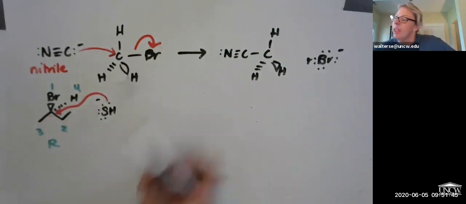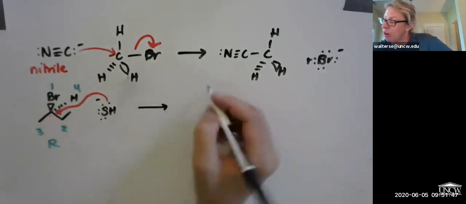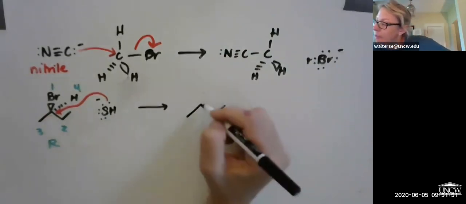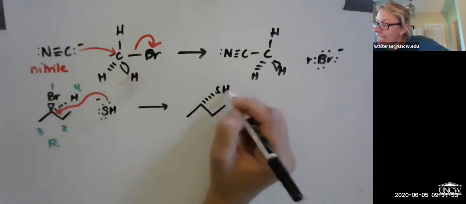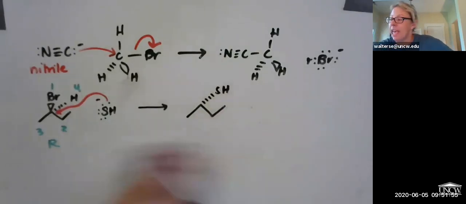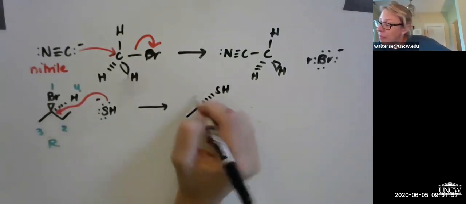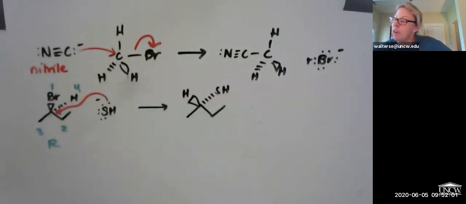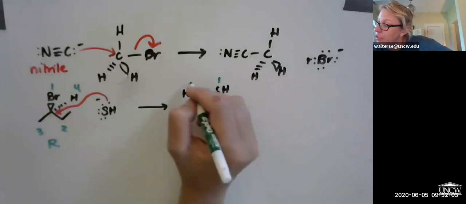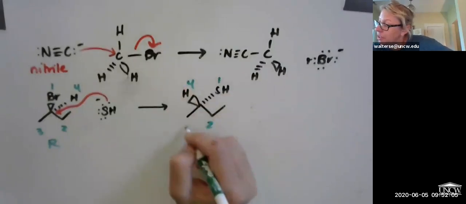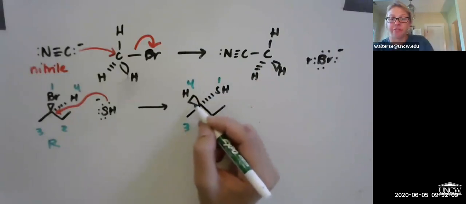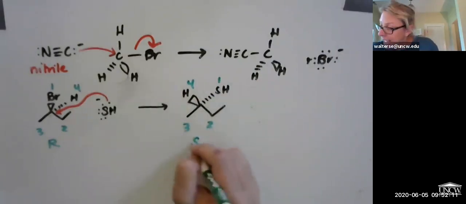Okay. And then what you would draw, since the thiol is coming in from the back, then the thiol has to end up on the back. And the result is that it pushes the hydrogen forward. And then when you do the stereochemistry, it looks R, but since the hydrogen is front instead of back, it's S.